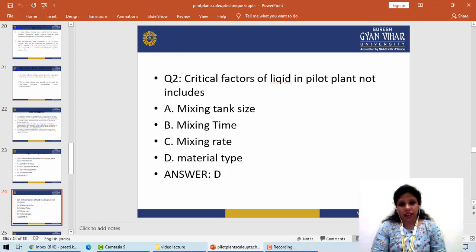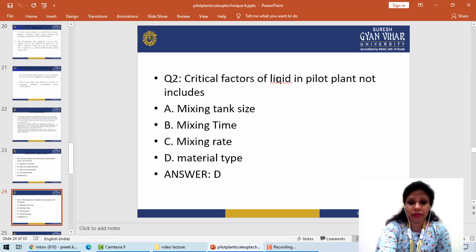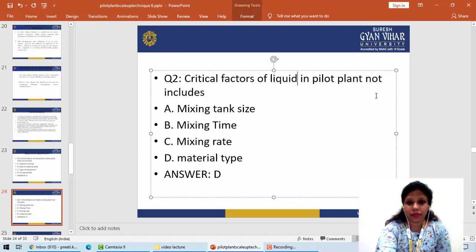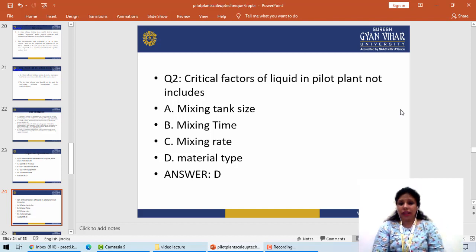Now the second question is, critical factors of liquid in pilot plant not include. In the previous video we have discussed the liquid dosage form scale up. So now you need to understand which critical factor of liquid is not included. Mixing tank size, yes, it is important. Mixing time is important, mixing rate is important, material type is not so important in this case, so that means the answer is D, material type.